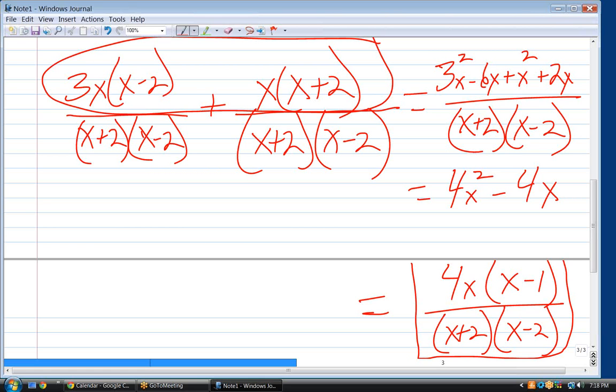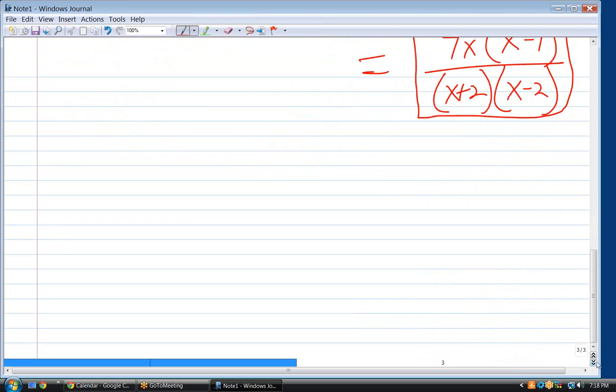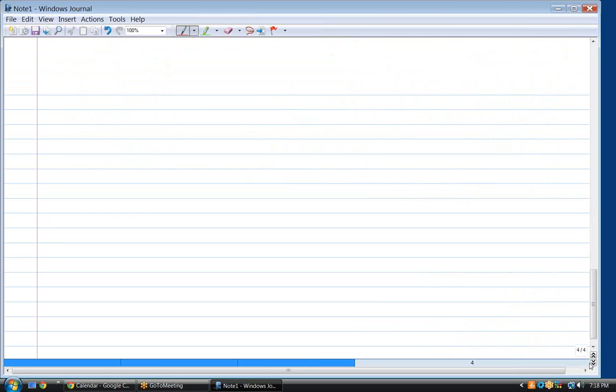Yeah, they just leave the denominator like that. Oh, and they leave the numerator as 4x squared minus 4x? No, your answer. Okay, so they leave both of them factored, the numerator and the denominator. Okay. What else you got?